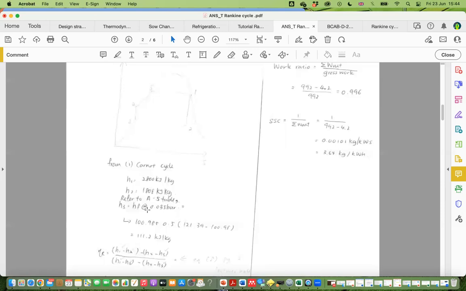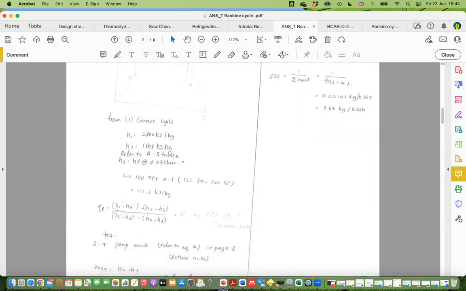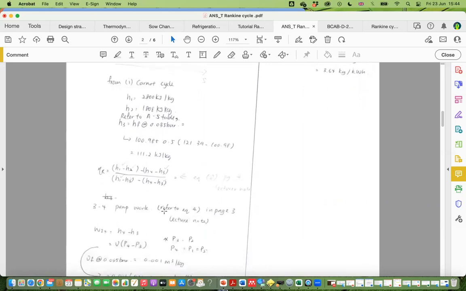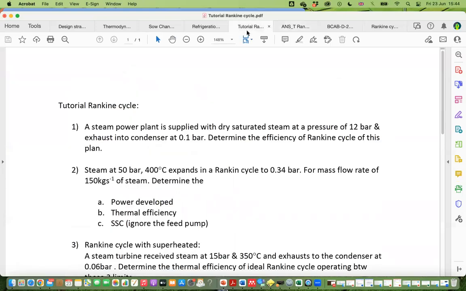So we can use 1 to H1, H2, and H3 is pretty straightforward because it's a saturated fluid. So you have to refer to the HF at the low pressure, then you can get the value. So, and then H1 minus H2 minus H4 minus H3. If you have the feed pump, okay. So if you don't, you can ignore it.